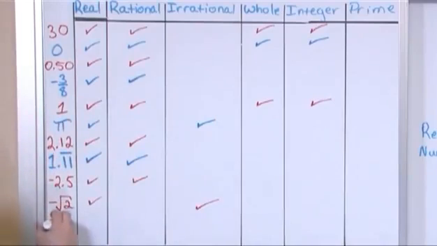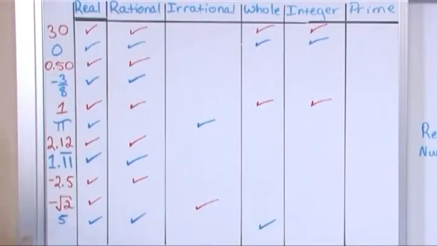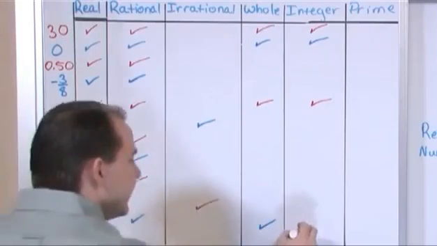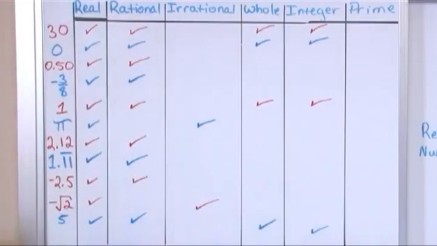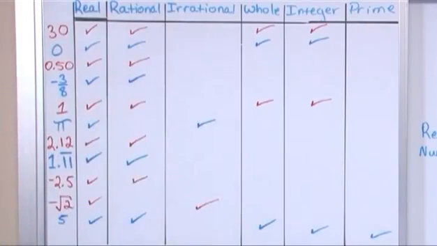And what about the number 5? Well, it's real. It is rational because we can write it as 5 over 1. It's not irrational for the same reason. It is a whole number because whole numbers are 0, 1, 2, 3, 4, 5, and on and on. It is an integer for the same reason because those are positive and negative numbers with no decimals. It is a prime number also because the number 5 can only be divided by the number 1 and the number 5 itself. It can't be divided by anything else, and if you try to divide it by anything else, you're going to get a decimal.